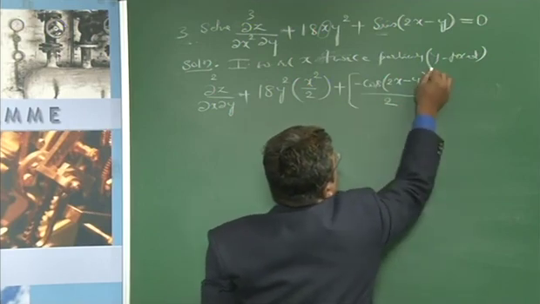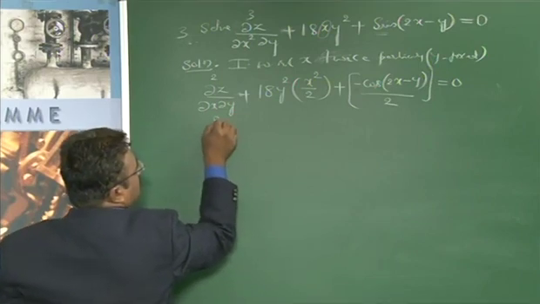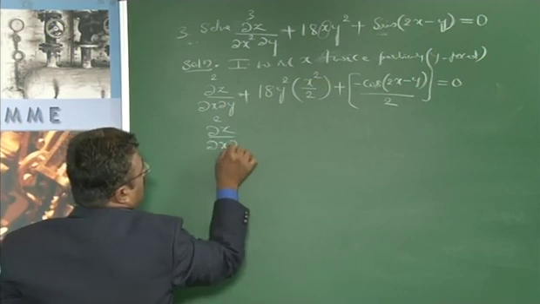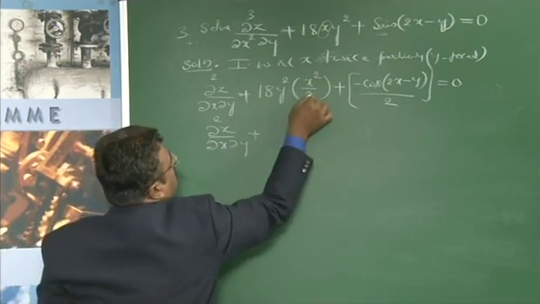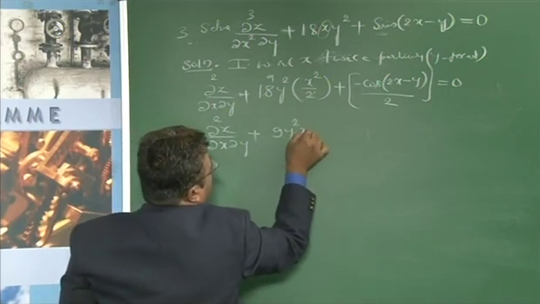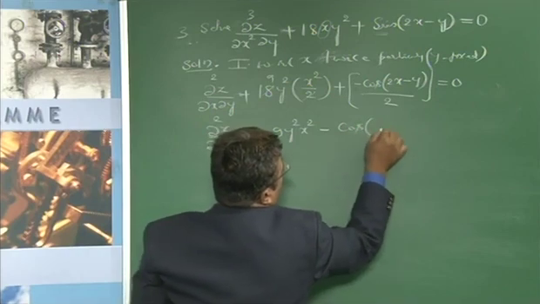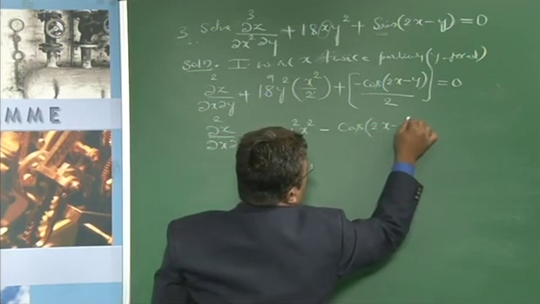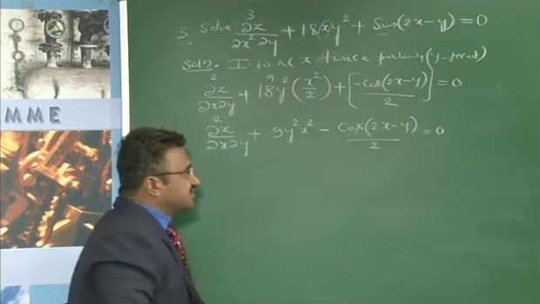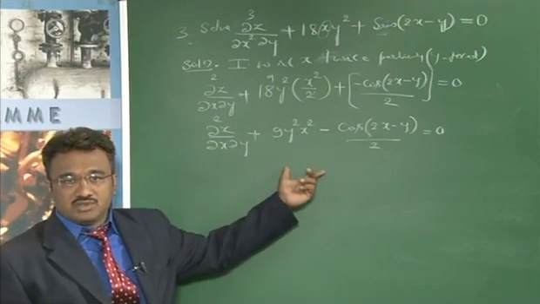This is an integration of this, then should be equal to 0. After simplification, we get ∂²z/∂x∂y plus 9y²x² minus cos(2x − y), all divided by 2, should be equal to 0. The first integration with respect to x, we get the result like that.